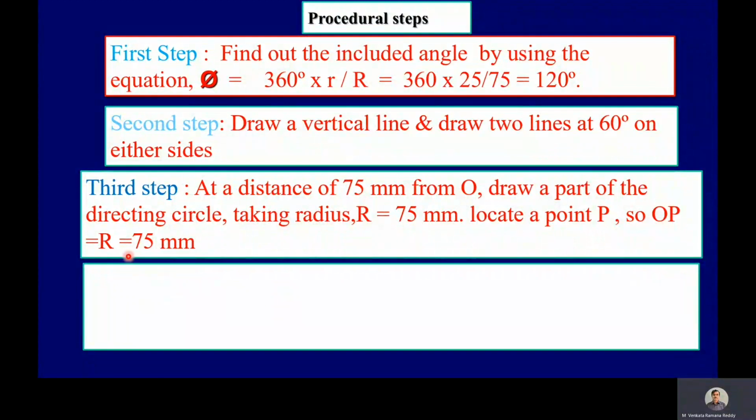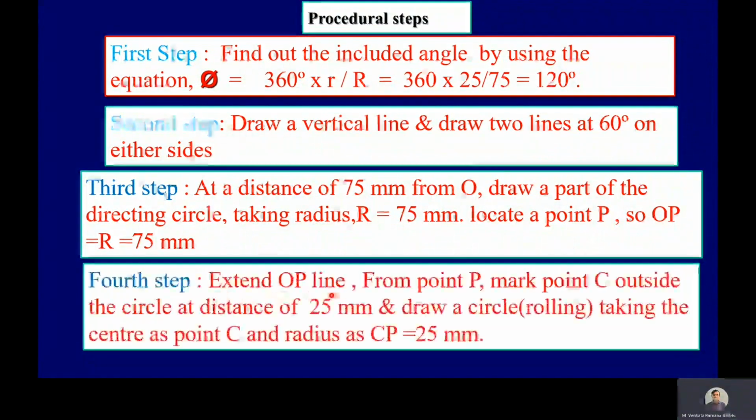So OP is equal to capital R, which is equal to 75 mm. Fourth step, extend the OP line from point P, mark point C outside the circle at a distance of 25 mm and draw a circle taking the center as C and radius CP equal to 25 mm. The remaining steps will be followed in the further explanation.